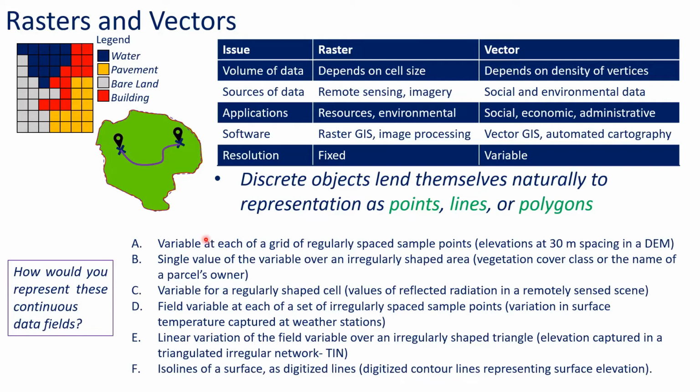So, issue: volume of data. Raster depends on cell size. If you have a larger cell size, for example, there are satellite names. So I'm using one satellite called MODIS. MODIS has a 25 kilometer resolution. So if MODIS goes over the University of Moratuwa, we will get some blocks of the university depending on the pixel points.